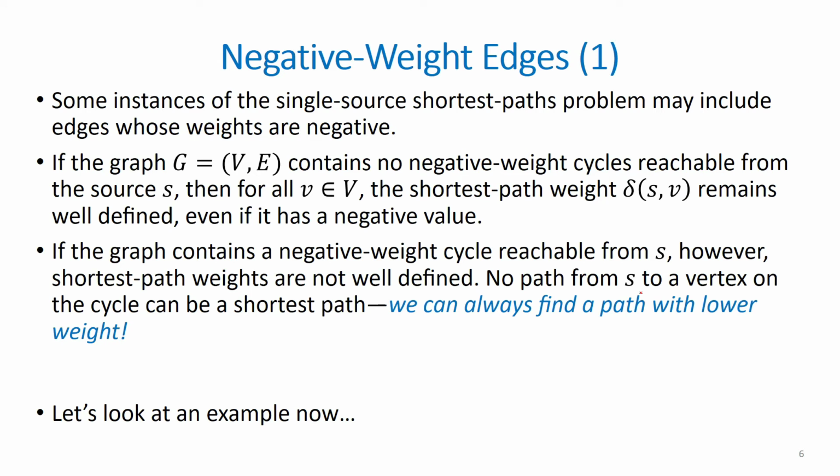Sometimes an edge can have a negative weight depending on the context. So a shortest path may include edges with negative weights. If the graph contains a negative edge cycle reachable from the source vertex S, then the shortest path weights are not well defined, meaning that there exists no shortest path from vertex S to a vertex on the cycle. Nonetheless, if the graph contains no negative edge cycle reachable from the source vertex S, then the shortest paths are well defined, even if the path includes negative weight edges. To understand this better, let us look at an example next.